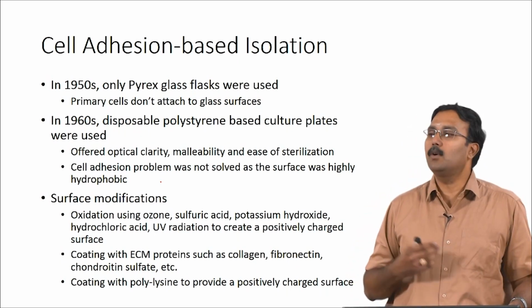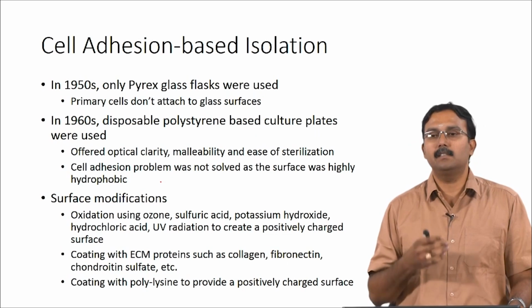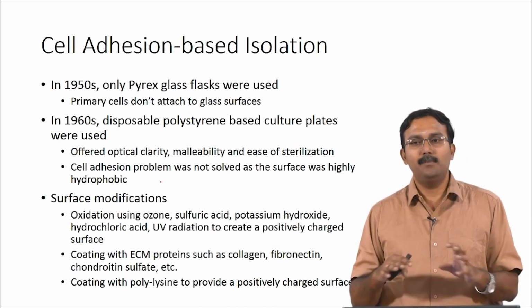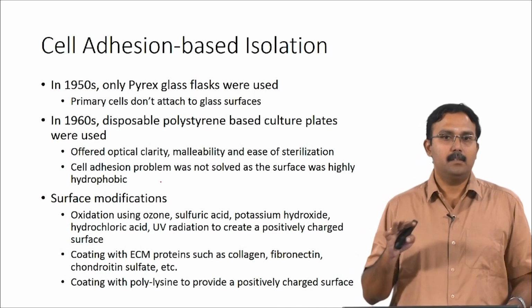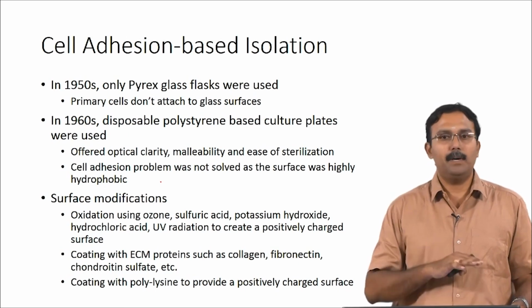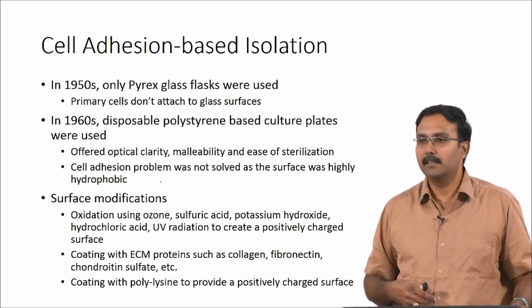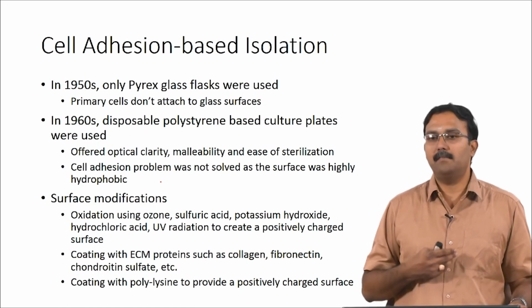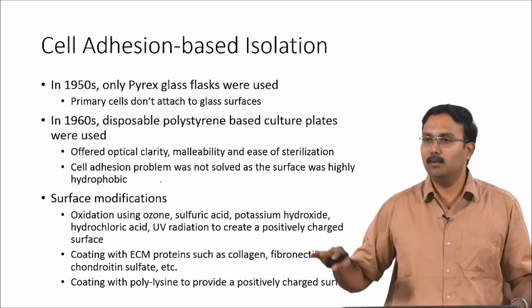Then people started coating ECM proteins. Proteins like collagen, fibronectin, chondroitin sulfate have all been coated on these culture plates to make sure that cells will adhere very nicely, and these plates are actually very effective. Another technique which is being studied is also to use polylysine to provide a positively charged surface. Again, that will help the negatively charged cells to adhere. So, these techniques have actually improved cell adhesion properties, and now culture plates are very effective for cell adhesion. Cells will adhere very nicely on culture plates and they will grow without much of a problem.